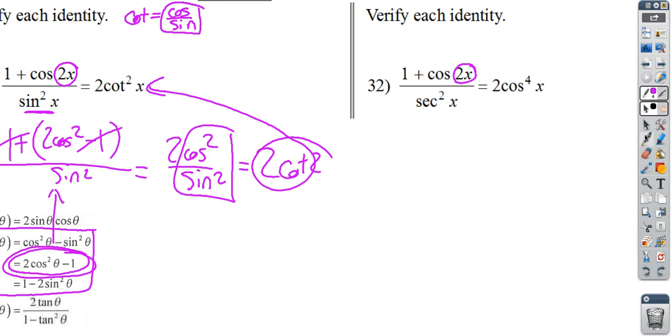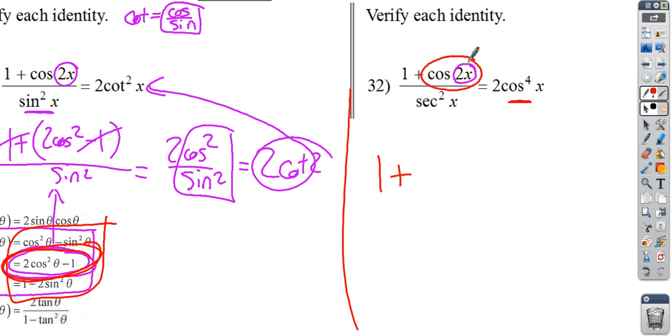Alright, same thing right here. This one we want a cosine to the 4th showing up. So that means we want a lot of cosines here. We should probably pick the one that has cosines in it, which is the same identity we just used. Notice we're trying to prove cosine to the 4th, and we don't see any sines there. The other two versions of this identity have sines in them. So let's pick the one that has cosines alone.